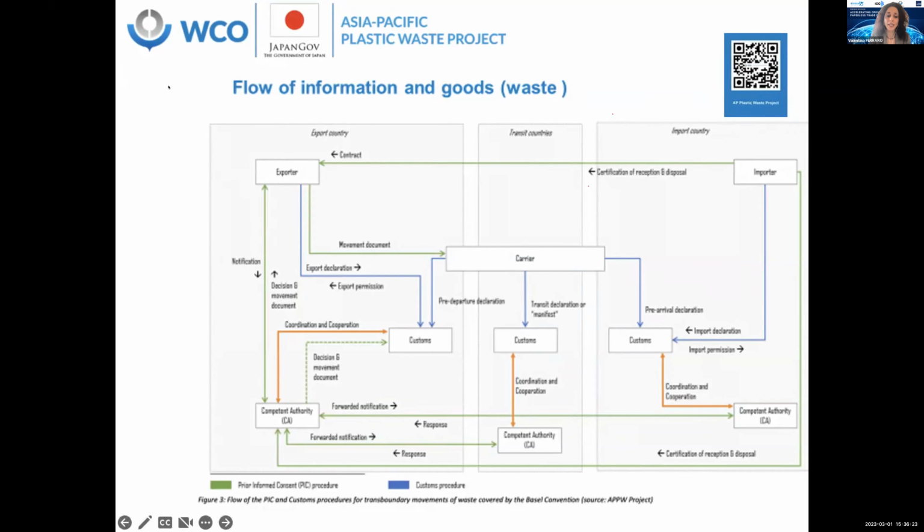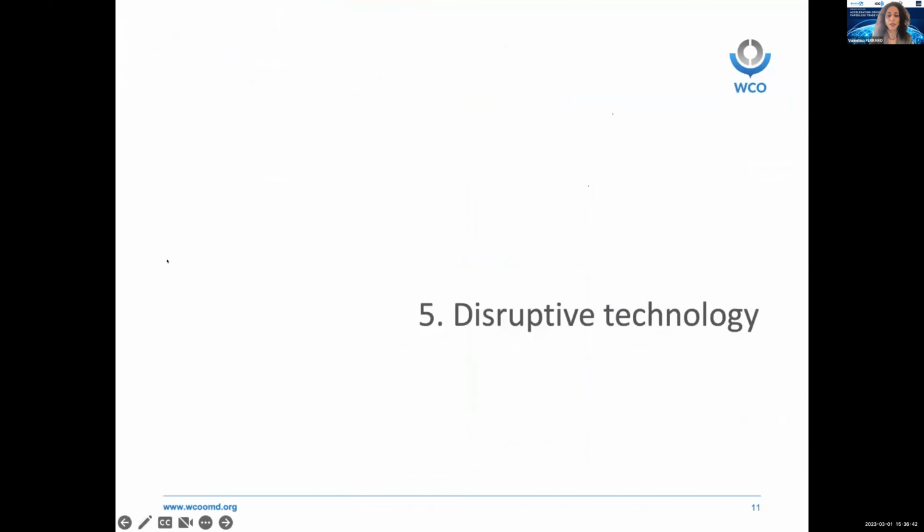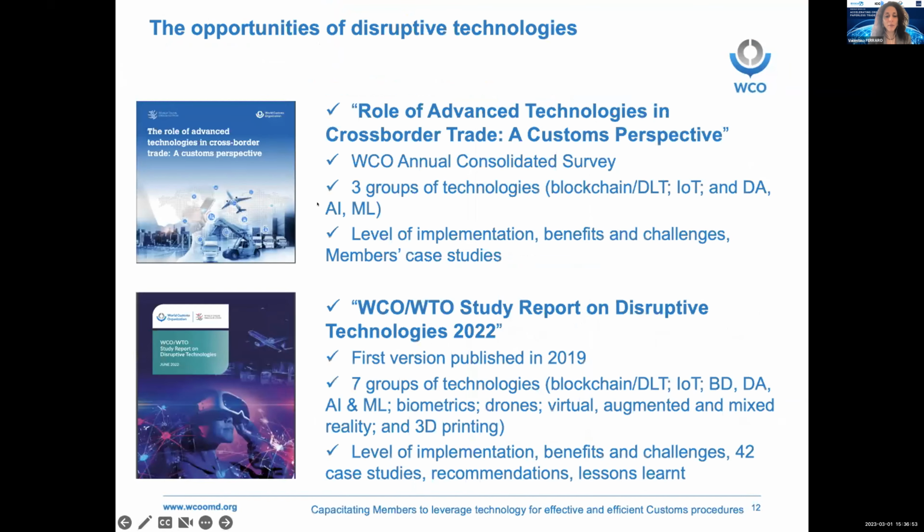We have updated several tools at the WCO. I will mention one as an example, the Coordinated Border Management Compendium, where there is a section now related to the Basel Convention and the way customs should cooperate with the environmental authorities to monitor and enforce this multilateral environmental agreement. One of the last points is on disruptive technologies. I said at the beginning that Industry 4.0 offers some opportunities. And the WTO and WCO have cooperated together to investigate more the role of advanced technologies in cross-border trade.